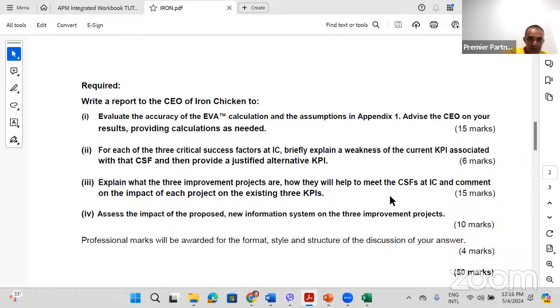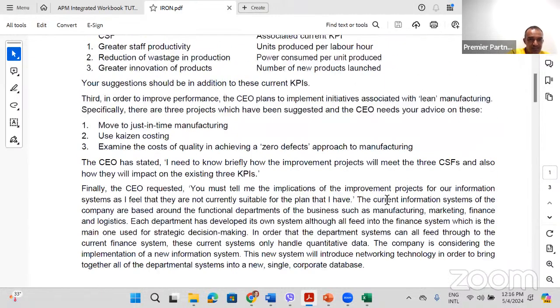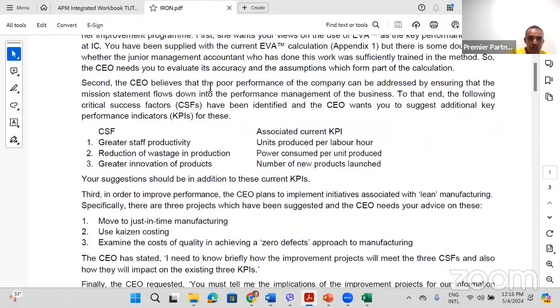Now we move to the next one. For each of the three critical success factors that I see, briefly explain a weakness of the current KPI associated with that CSF and then provide a justified alternative. 6 marks, very simple.